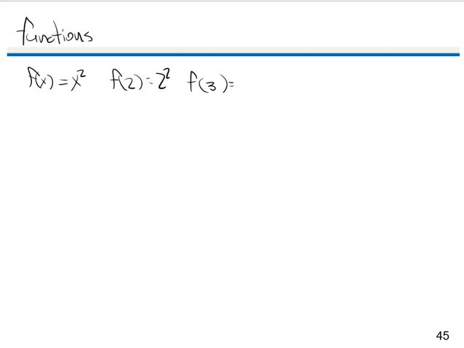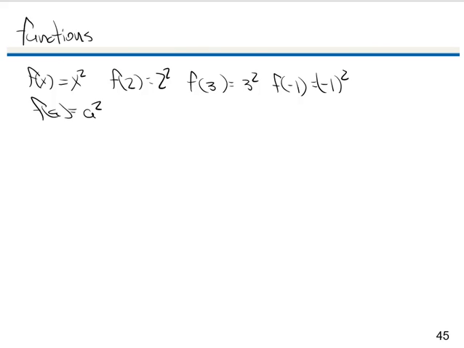Okay, so let's just review the idea of functions. Let's take an example. Let's say f of x is a function equal to x squared. This means that, for example, if we ask what's f of 2, it's 2 squared. If we ask f of 3, that's 3 squared. If we ask f of negative 1, that's negative 1 squared. If we ask what's f of a, that means it's a squared.